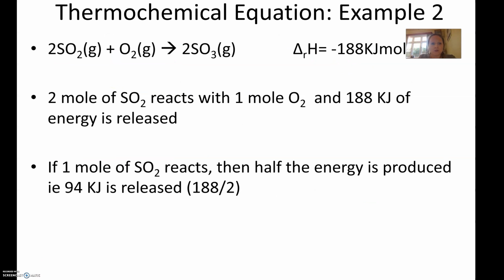Okay, so example 2. This one here is where you've got sulfur dioxide reacting with oxygen to produce sulfur trioxide. Again, it's exothermic because of that negative delta. It says if 1 mole of SO2 reacts, how much energy would be released? Well, in this example, if 2 moles produces this amount of energy, then 1 mole would produce half the amount. So it would be 94 kilojoules released. Hope that makes sense.